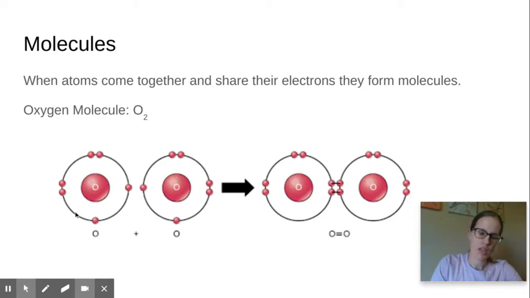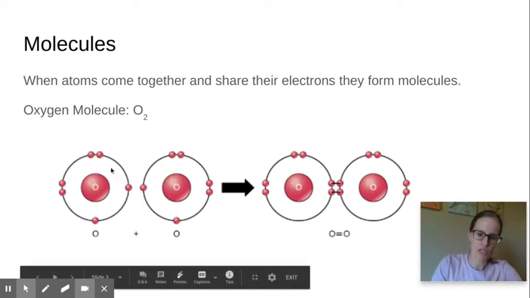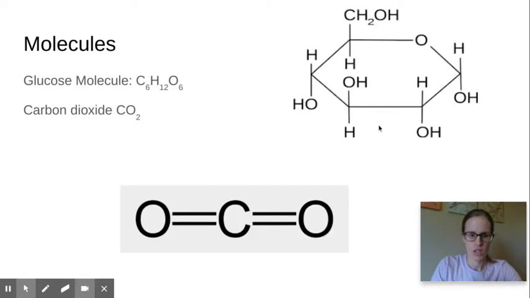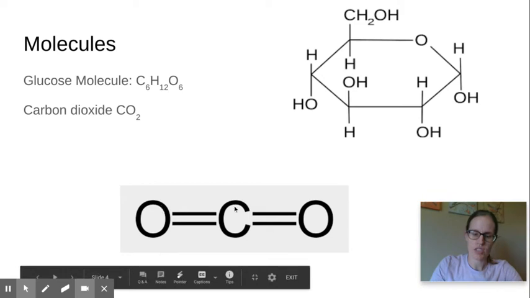Oxygen can be in the elemental form, although it's not very common to find it in the elemental form. It's not very stable. The oxygen you breathe in is two oxygen atoms coming together and sharing their electrons. Some other examples of molecules, most of the compounds that you learned about in biology are molecules. So C6H12O6, glucose, that's a molecule. All of these atoms are sharing their electrons. And carbon dioxide, what you breathe out and what plants take in for photosynthesis, that is also a molecule.